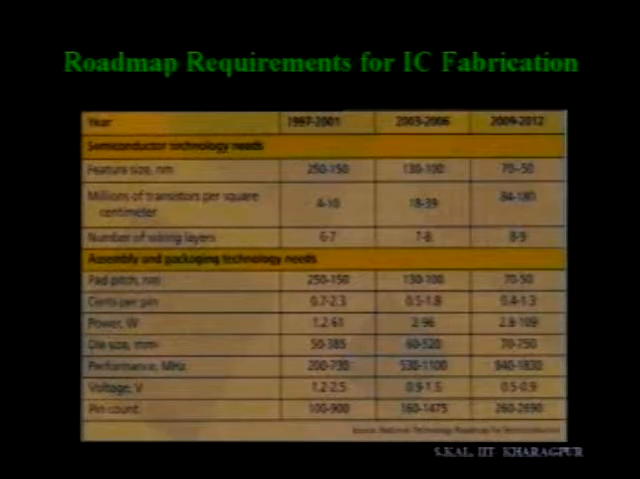And another is the performance, means operating frequency. In 1997-2001, it is 200 to 730 megahertz. And you can see in 2009 to 2012, that operating frequency, basically the clock frequency, is 840 megahertz to 1830 megahertz, but it's more than gigahertz, nearly 2 gigahertz. So you see how speed of the circuits is going to increase day by day, every year. Okay.